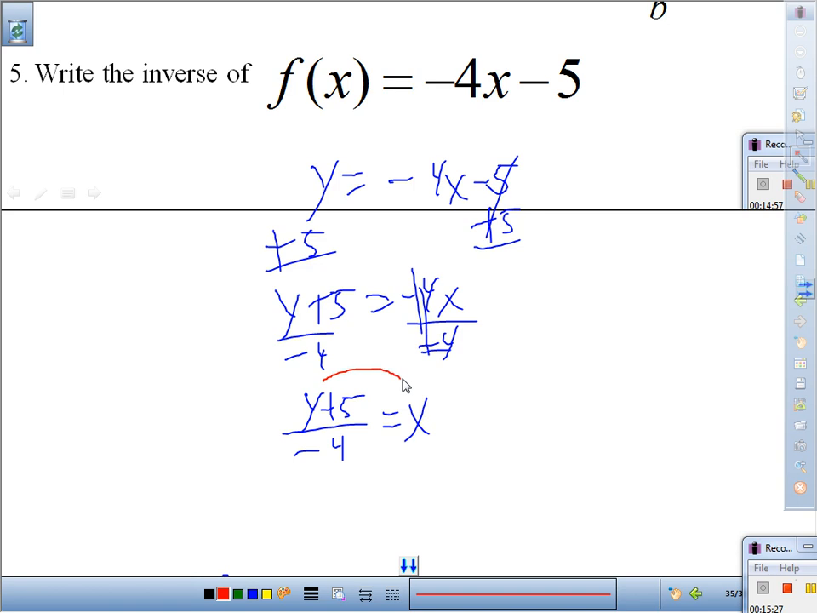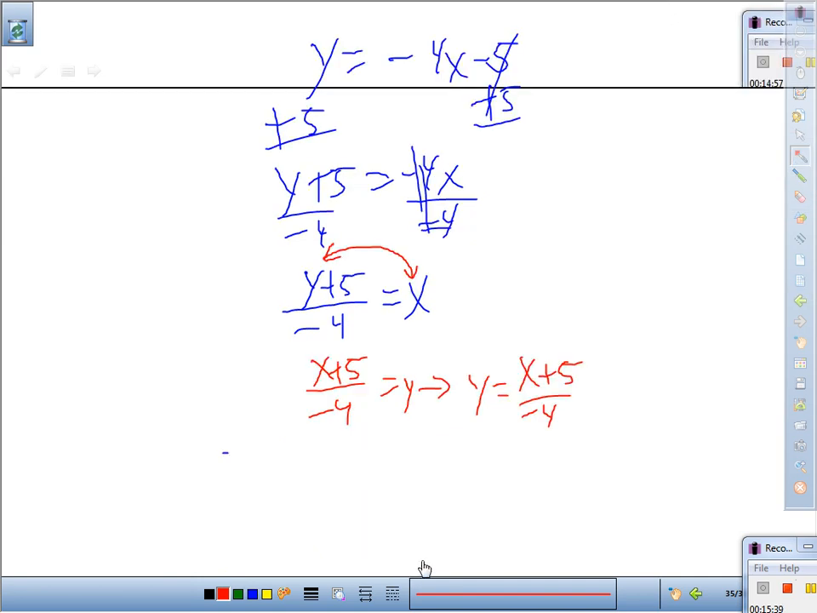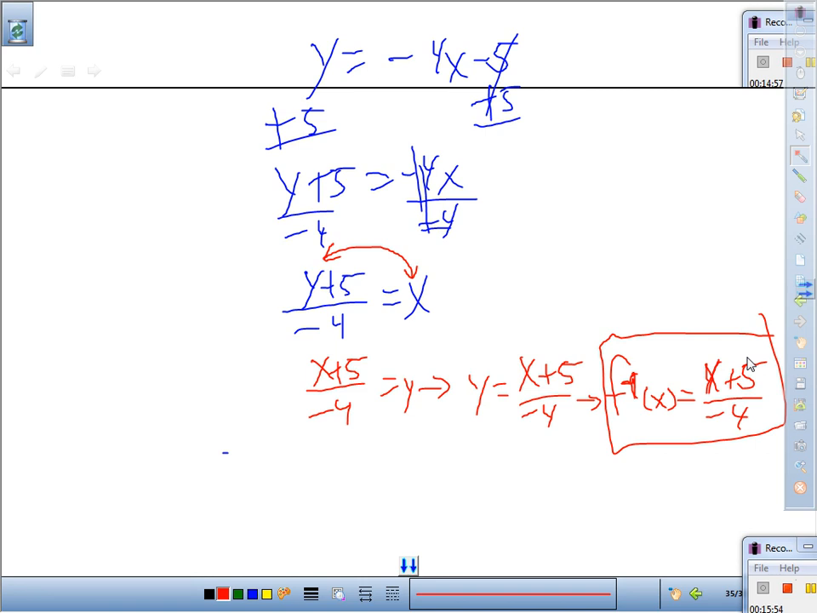At this point, we do the inverse, which is what? Switching the variable. So this is x plus 5 over negative 4 equals y. Rewrite it: y equals x plus 5 over negative 4. And we need to rewrite it in function notation. The inverse of f of x, so that is f of negative 1, equals x plus 5 over negative 4.